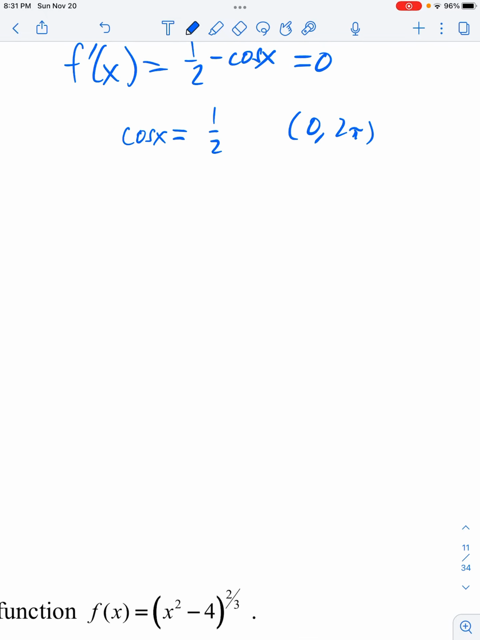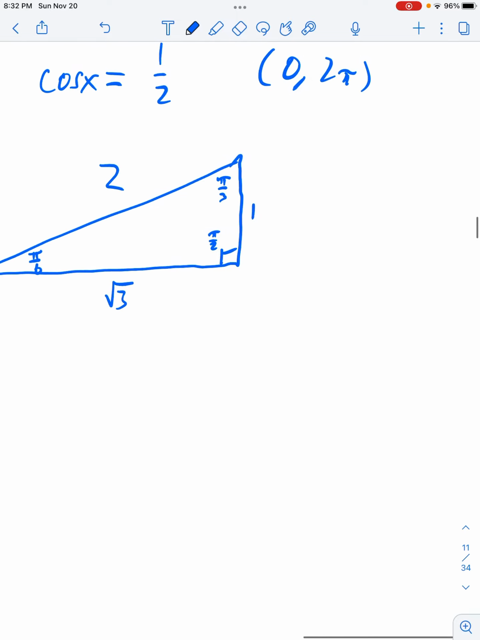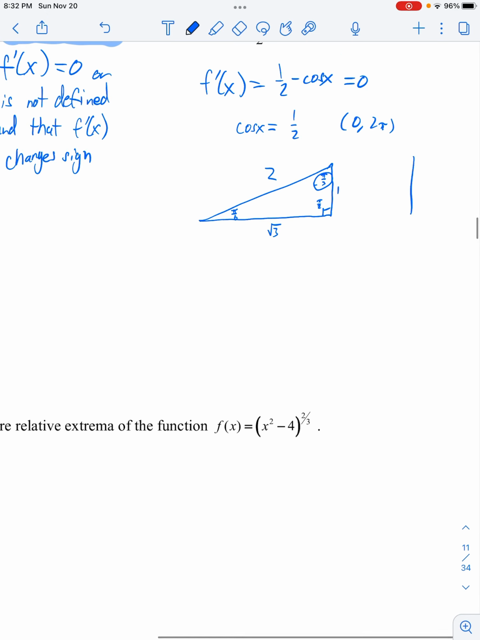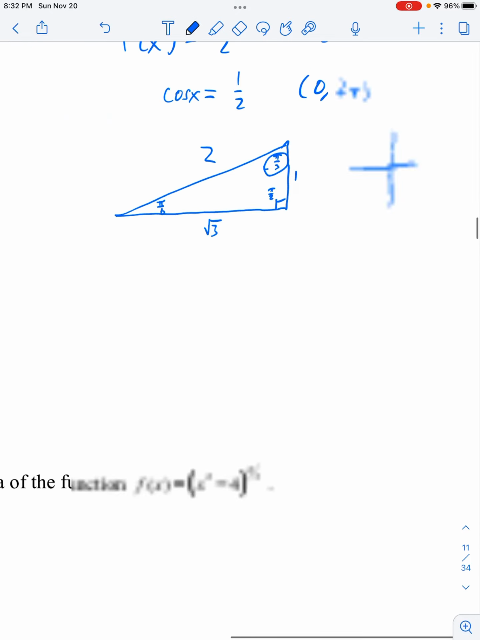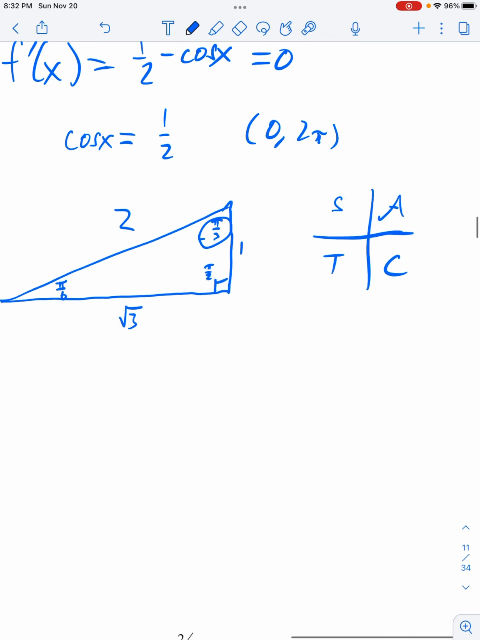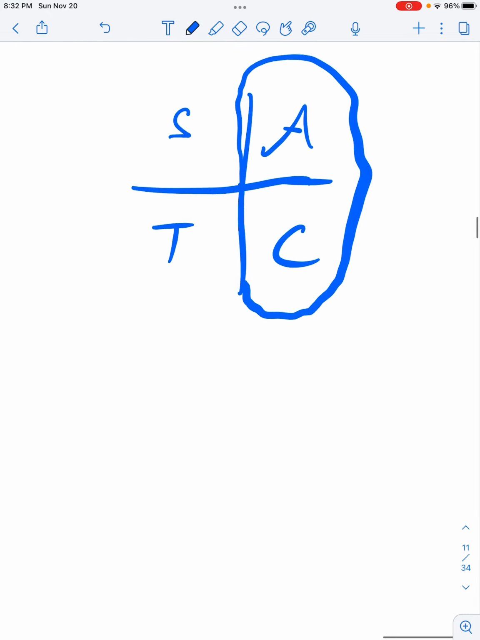All right, so let's draw our triangle. This is pre-cal review, but I know you guys probably forget all this. Let's draw a little pi over 3 triangle. Okay, so pi over 3 is 1. And again, draw your quadrants. So cosine is going to be equal to positive 1/2 in these two quadrants, quadrant 1 and quadrant 4.